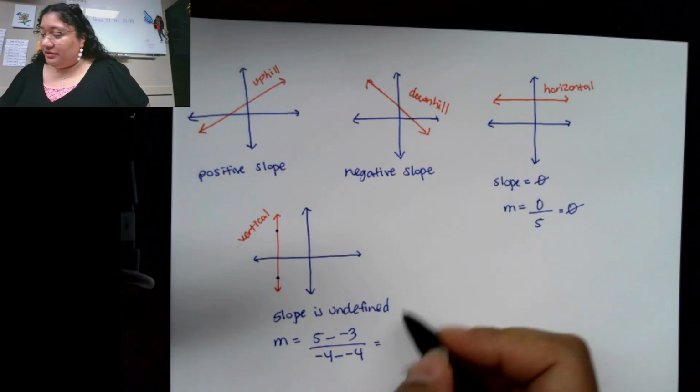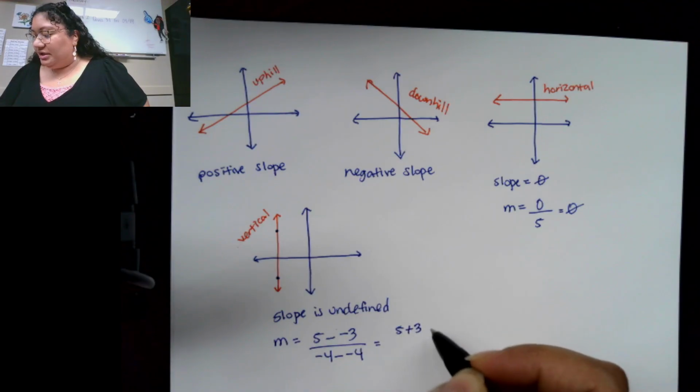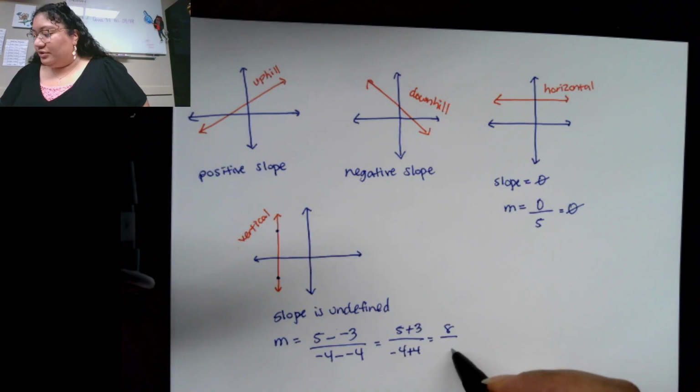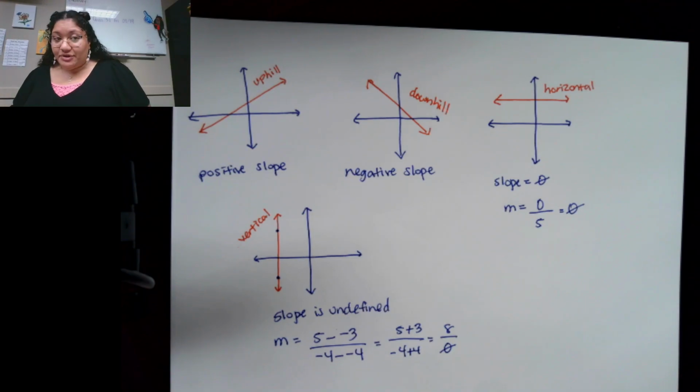Okay, let's do the math. These become a positive, so I get 5 plus 3. These also become a positive here, negative 4 plus 4. I get 8 over 0. Can I divide by 0? No. I can never divide by 0, and because I have a division with 0, this makes it undefined.